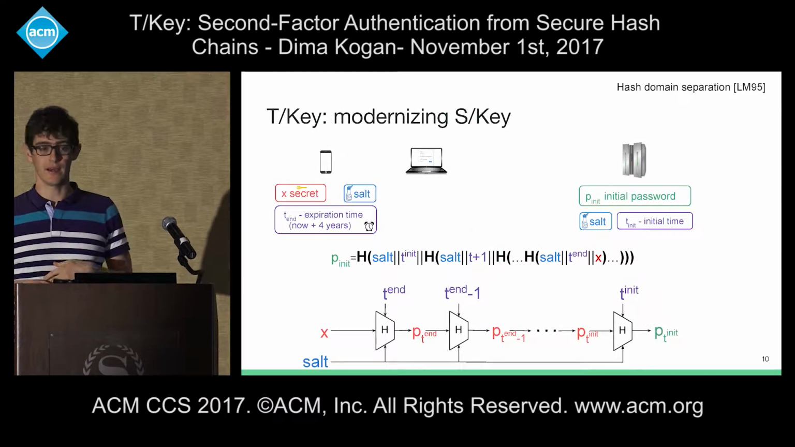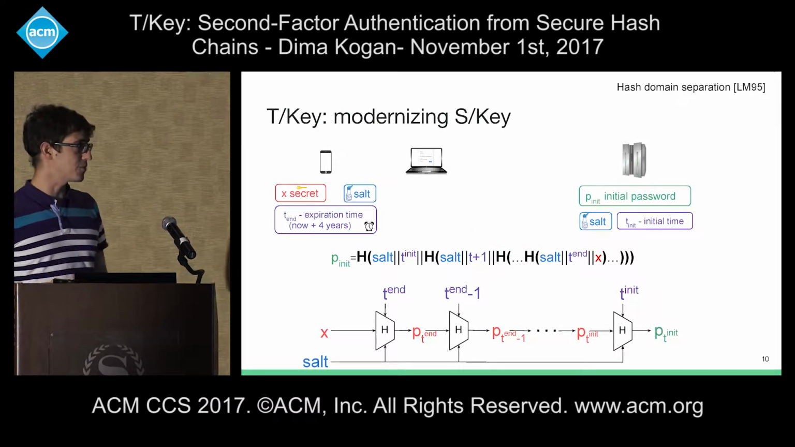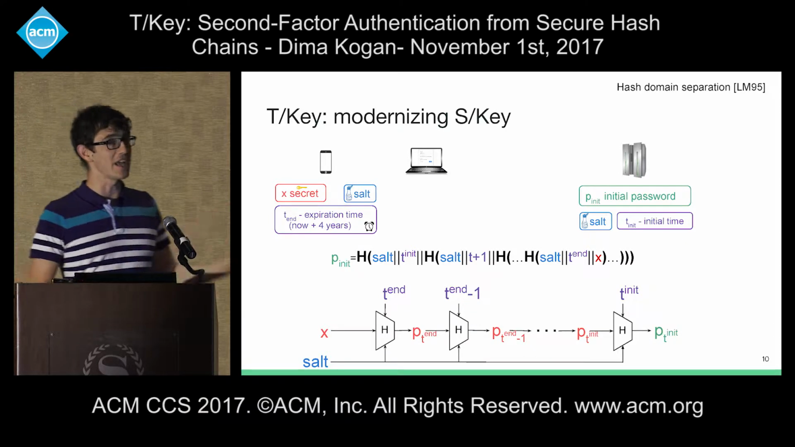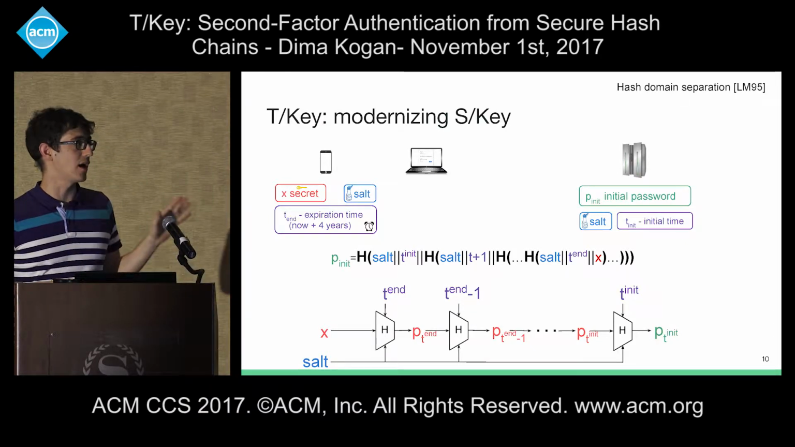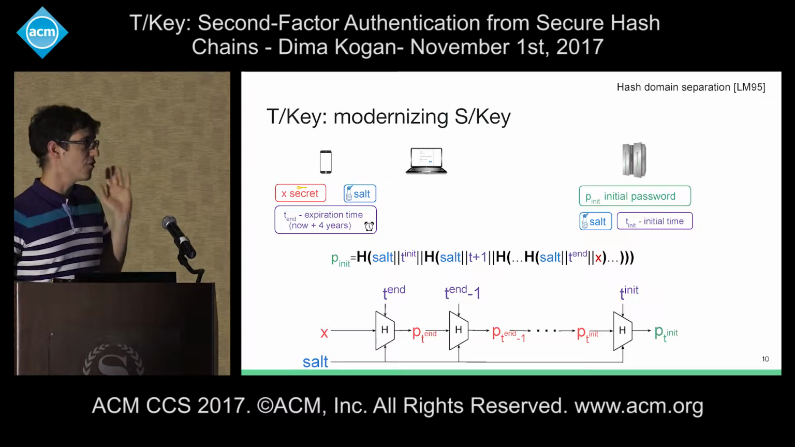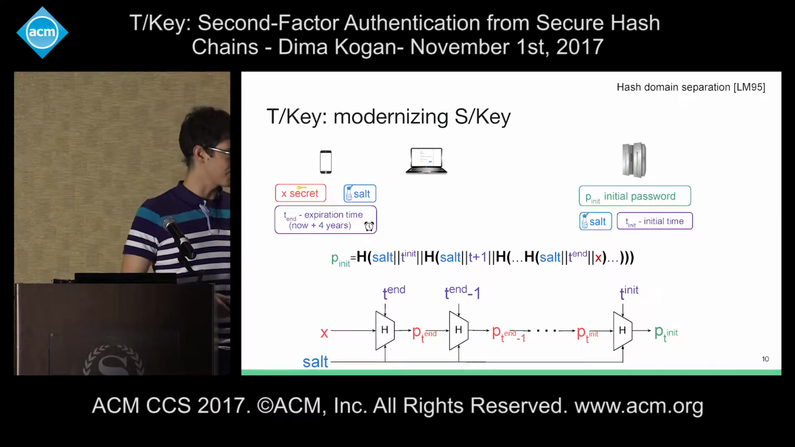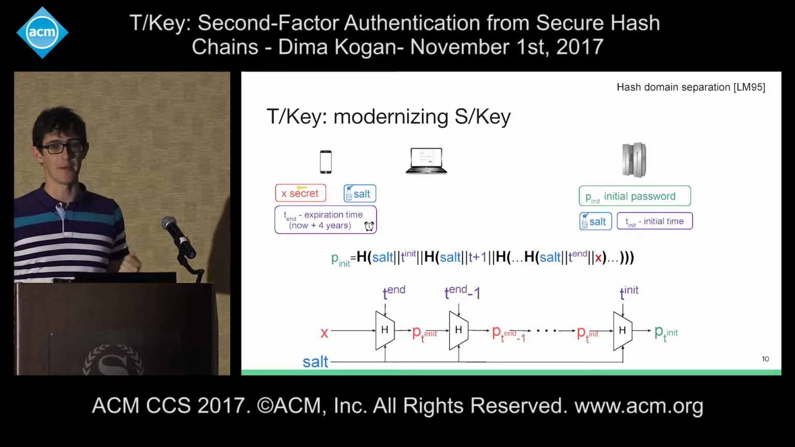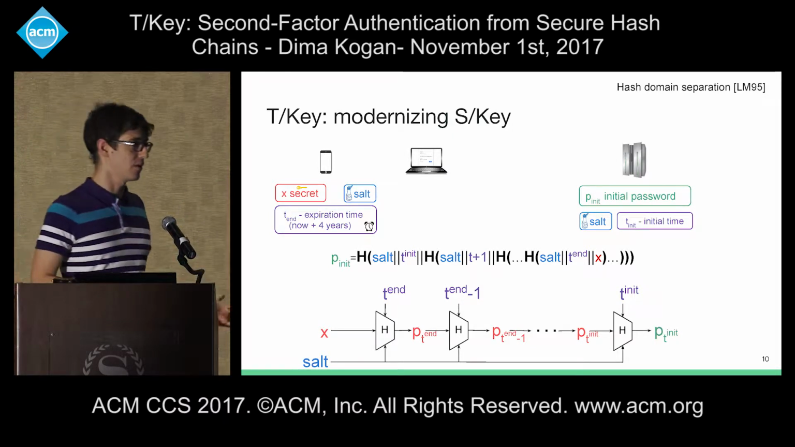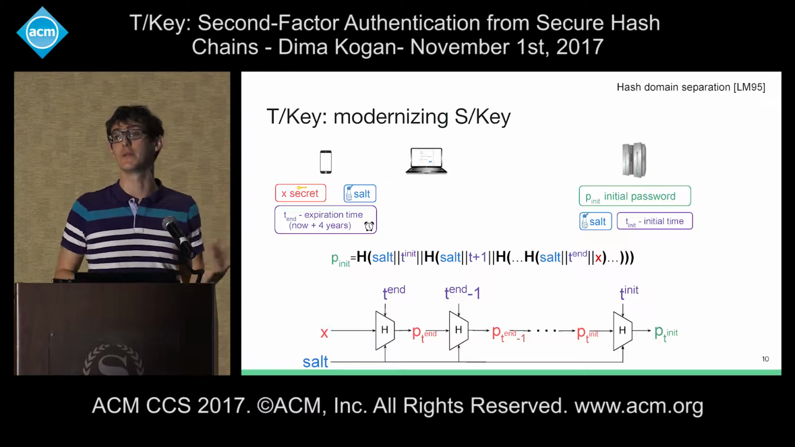So how do we mitigate those problems? We kind of need to change the hashing scheme that we use in our scheme. So just to explain our scheme in detail, first the client chooses a secret X and some salt value, and it also sets an expiration time. Think of it as like 4 years from now. After that period, the scheme will need to be reinitialized.